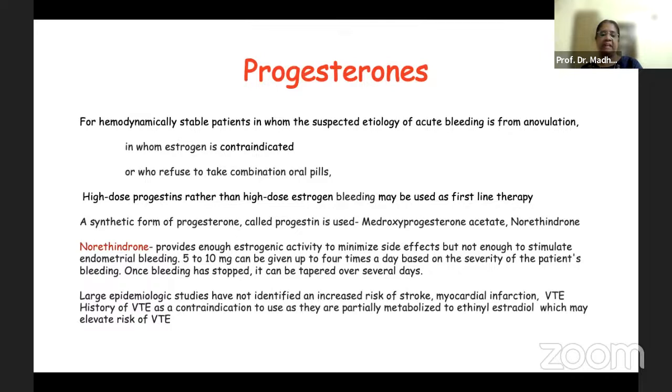You can give up to 5 to 10 milligrams per day. It can be given up to 4 times. But remember, large studies have not yet identified that progesterone increases the risk of stroke or myocardial infarction. But a history of venous thromboembolism is a contraindication to use progesterones, because these progesterones are partially metabolized to ethinyl estradiol, which may elevate the risk of VTE. So oral progesterones are contraindicated in patients who have an elevated risk of VTE.